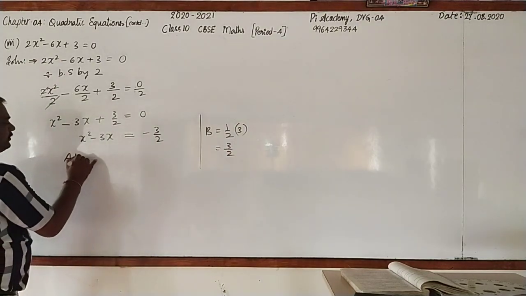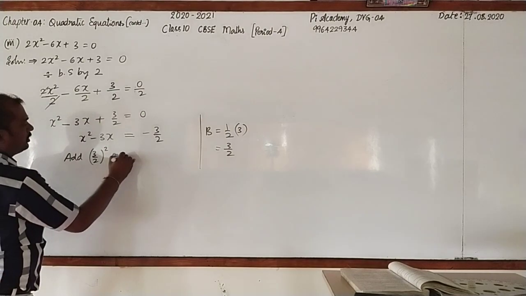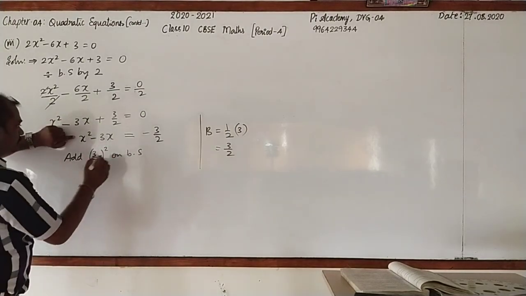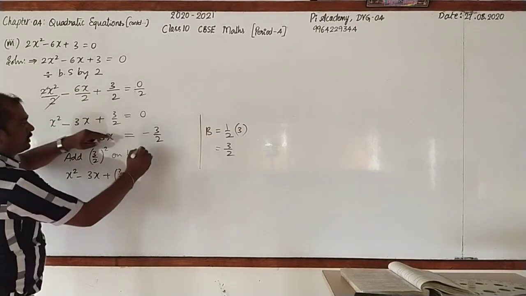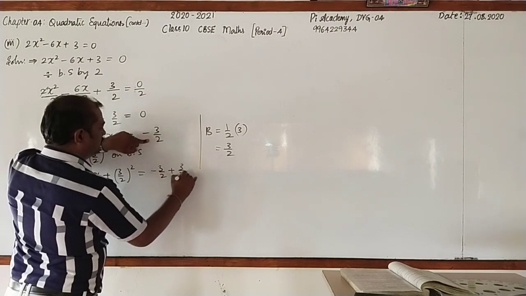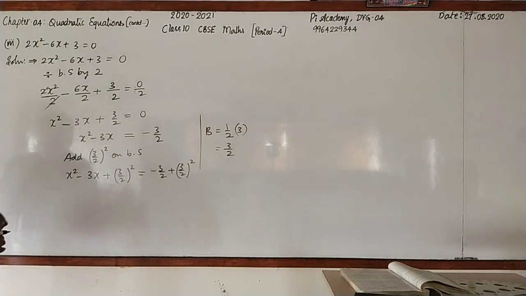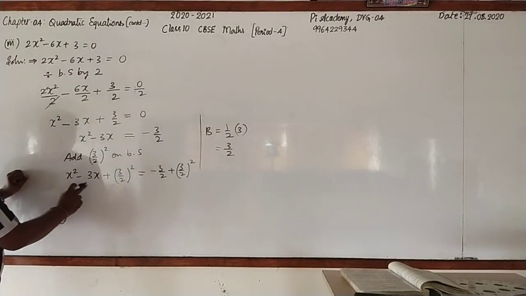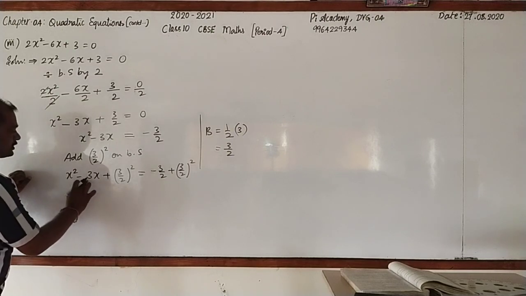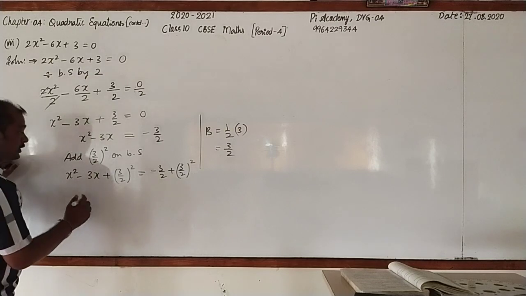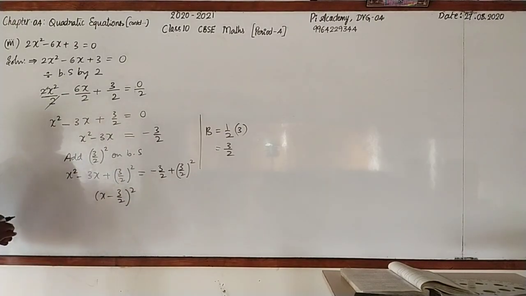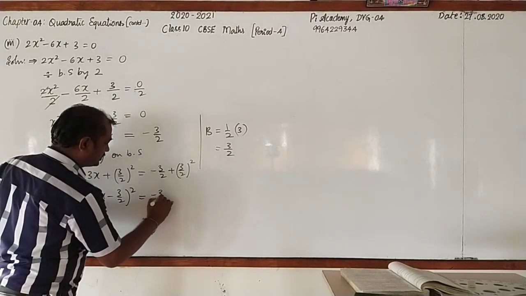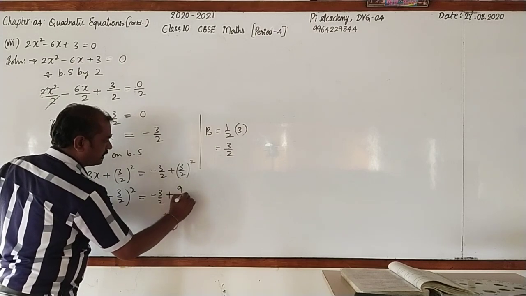Now, add (3/2)² to both the sides. It is x² − 3x + (3/2)² equal to −3/2 + (3/2)². Right? Next, this is of the form a² − 2ab + b². It can be written as (a − b)², that is (x − 3/2)². It is equal to −3/2 plus, applying the square, 9/4.